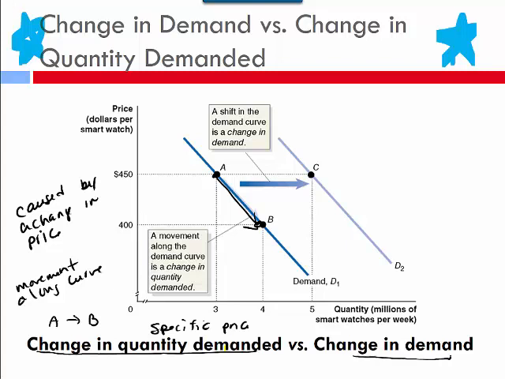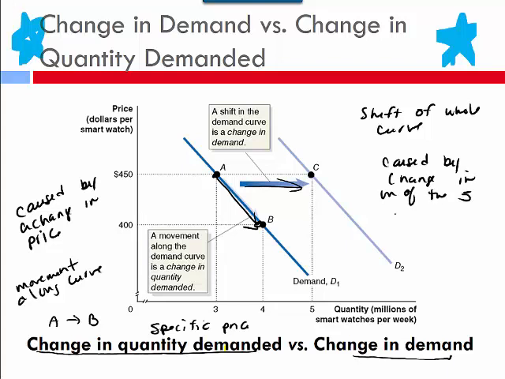A change in demand, on the other hand, is this one. It's a shift of the whole curve. It's caused by a change in one of the 5 determinants, the ones that we just talked about on the previous page. Any of those things happen, the entire curve shifts, which means we have an increase or decrease in demand at all prices. So the whole curve shifts over here. That's A to C. The whole curve shifts like that.